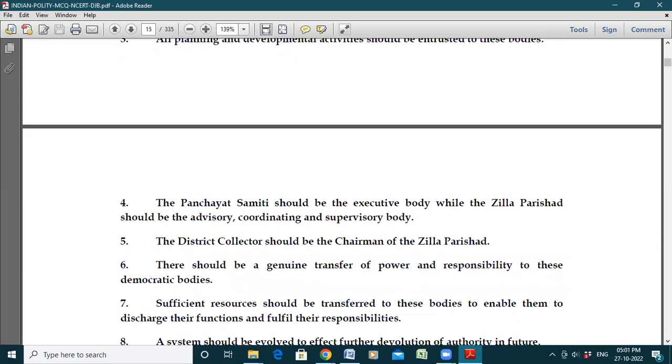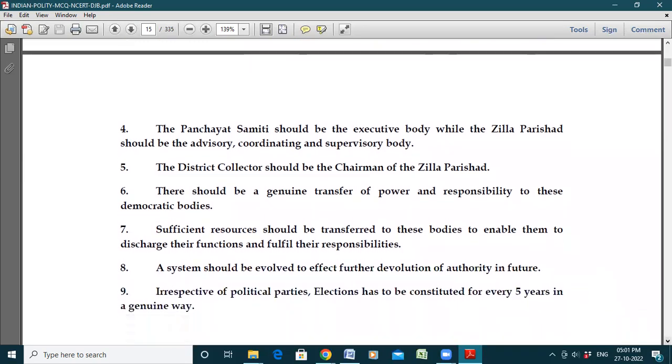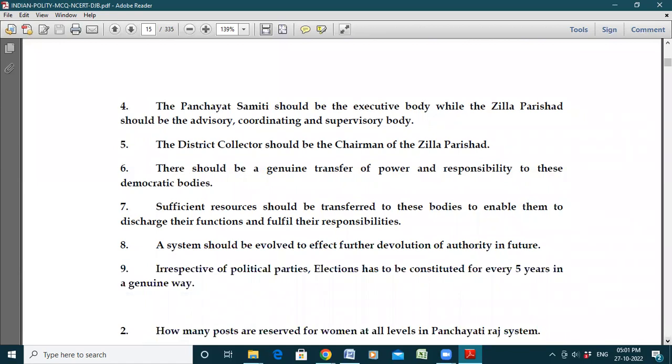Then all planning and development activities should be entrusted to these bodies. The Panchayati Samiti should be the executive body, while the Zilla Parishad should be the advisory, coordinating and supervisory body. Then the district collector should be the chairman of the Zilla Parishad. There should be a genuine transfer of power and responsibility to this democratic body. Then sufficient resources should be transferred to this body to enable them to discharge their functions and fulfill their responsibility. The system should be evolved to effect further devolution of authority in future. Then, irrespective of political parties, elections have to be held every 5 years.